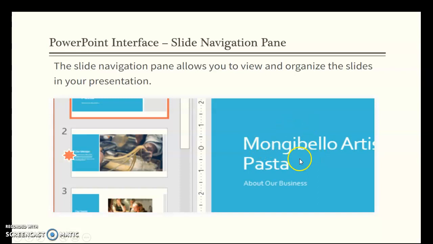So this is called normal view. So you have all your slide thumbnails. You can scroll down if you have a lot of slides and click whatever slide you want to work on. This is called normal view.